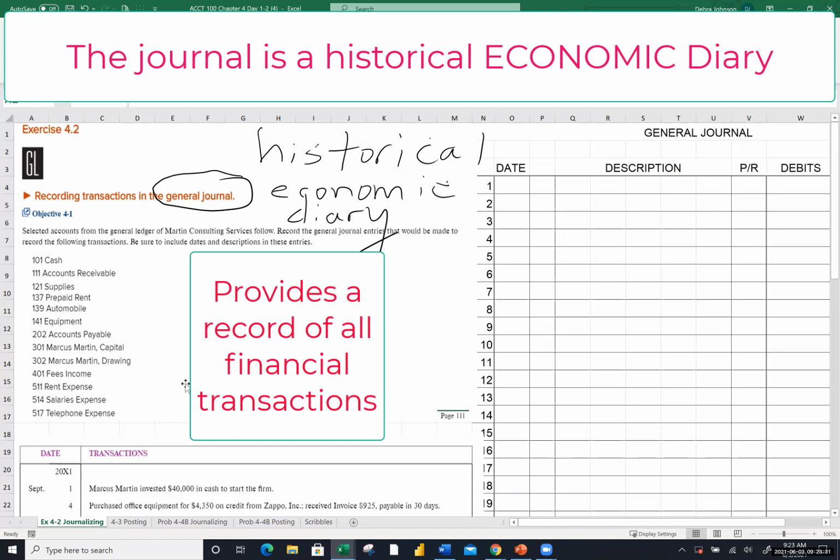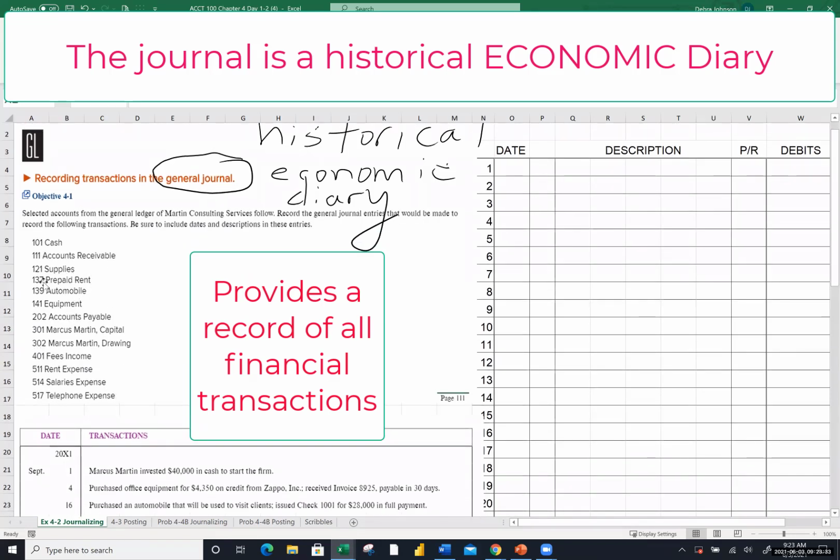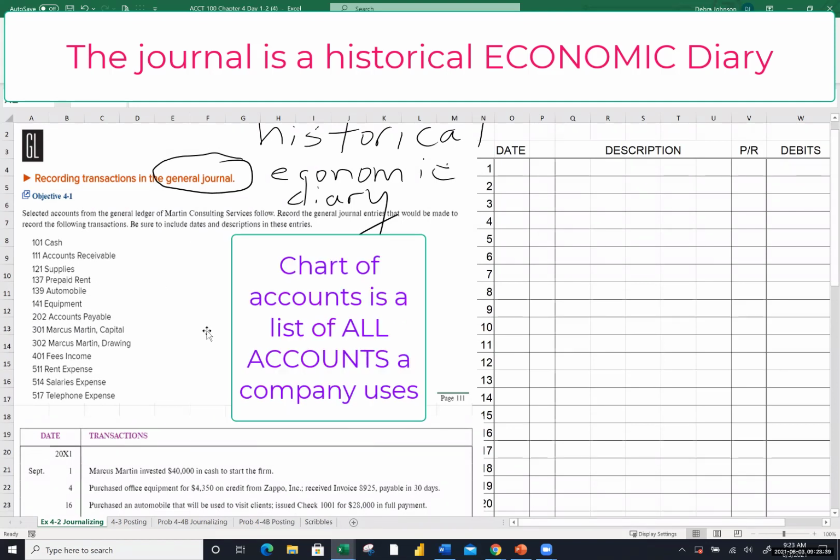And so we start off by being introduced to this chart of accounts. It's not the first time we've seen it. A chart of accounts is a list of all the accounts a company uses. It is a live document, which means it keeps expanding as the company gets bigger. You keep adding more accounts. And the first thing I want to point out to you is a numbering system.